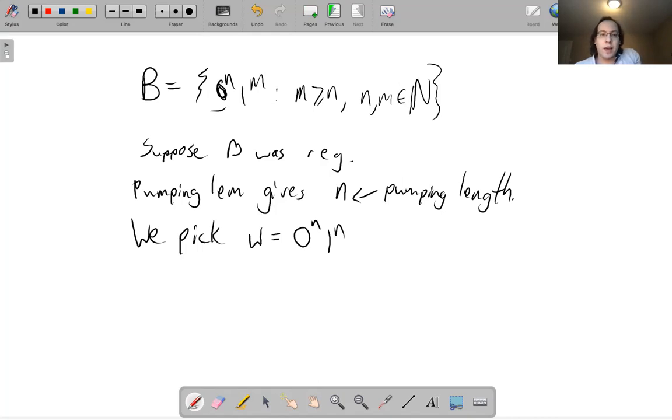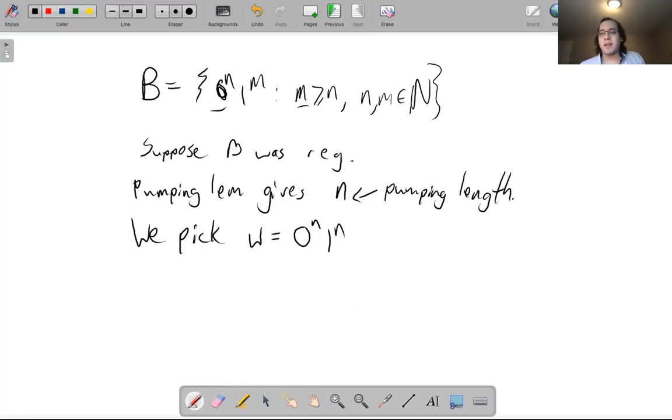And the reason is we could pick any m that's larger than n, but the most edge case, the case that's closest to not being in B, the string that's least comfortably in B, is going to be 0 to the n, 1 to the n. We could have picked 0 to the n, 1 to the n plus 2, for example, but that's 2 more ones than was necessary. So this string is less of an edge case than the other one. The string 0 to the n, 1 to the n is a bit more of an edge case.